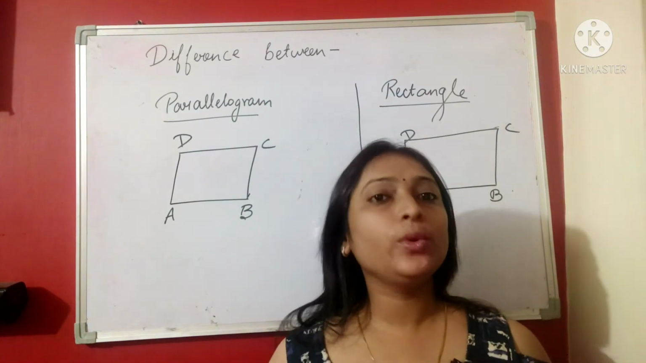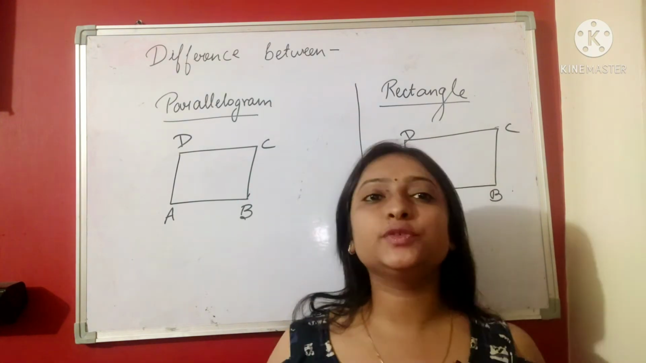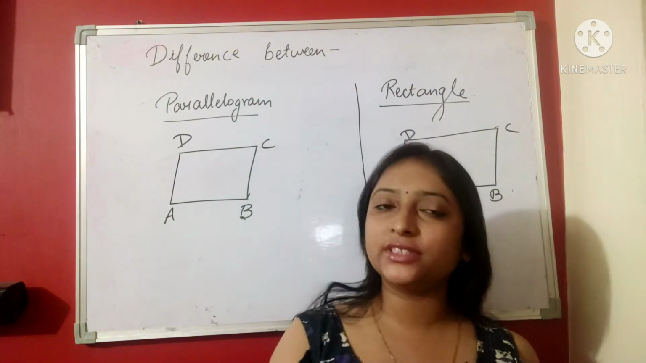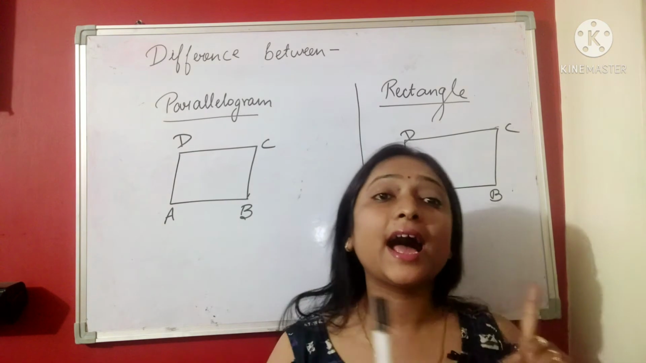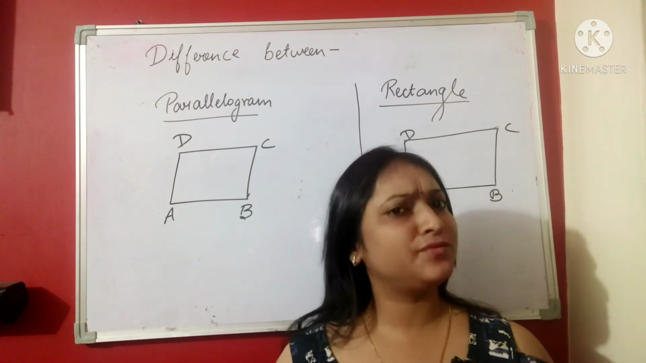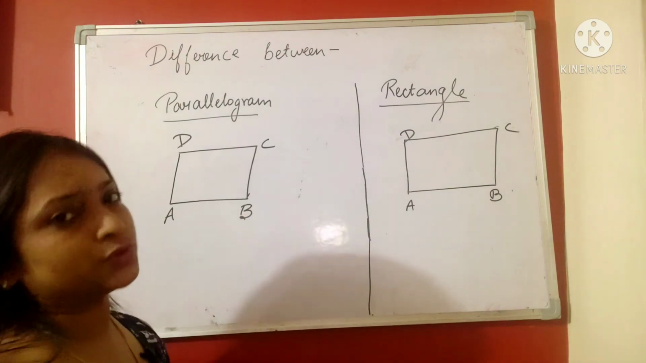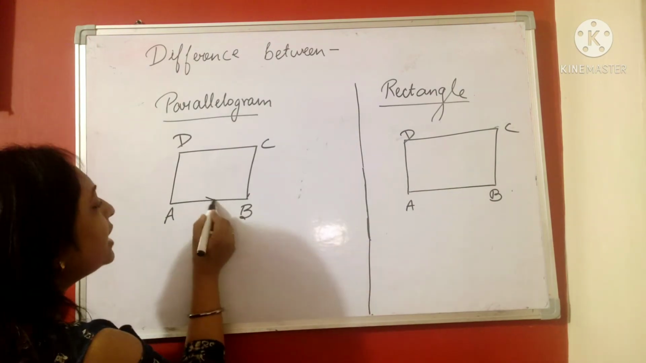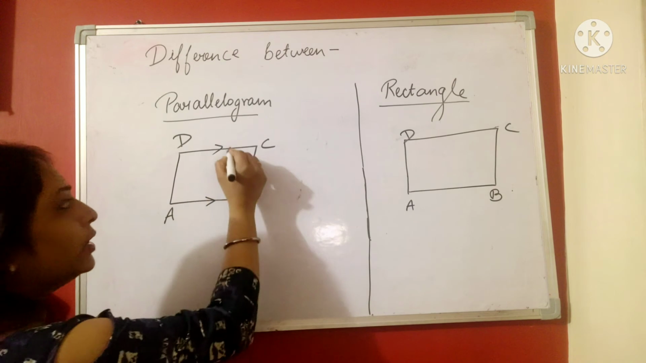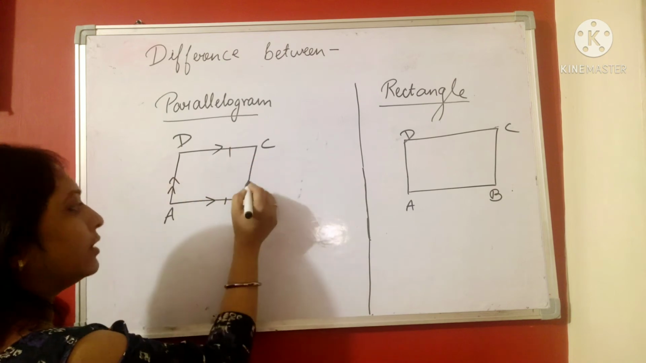In today's video, we are going to understand the difference between the parallelogram and rectangle, square and rhombus. Many students feel confusion in these quadrilaterals. So let's understand. The parallelograms look like this. Here the opposite sides are equal as well as they are parallel.